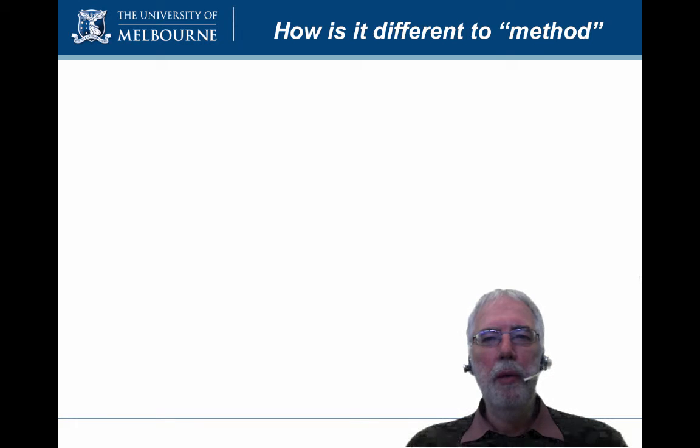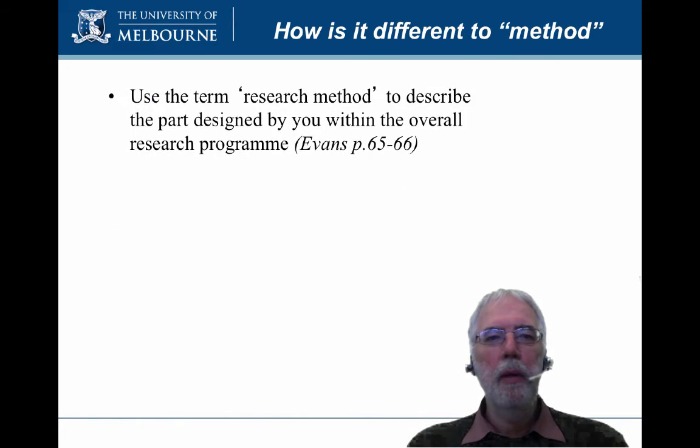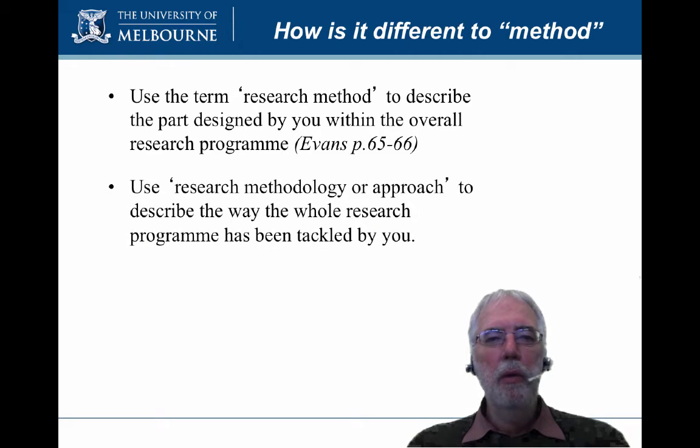Methodology and method are different. You can use the term research method to describe the part designed by you within the overall research program. The method is the detailed description of what you are actually doing when you're implementing your program. Use research methodology or research approach to describe the way the whole research program has been tackled by you.